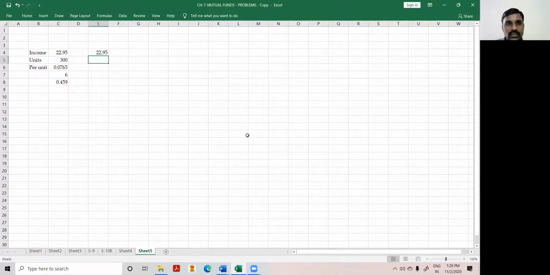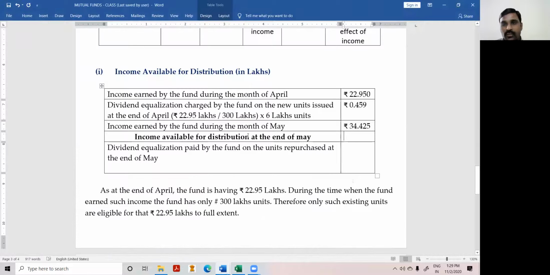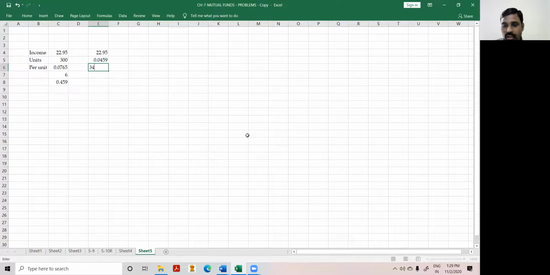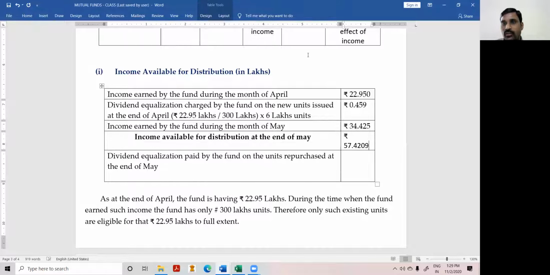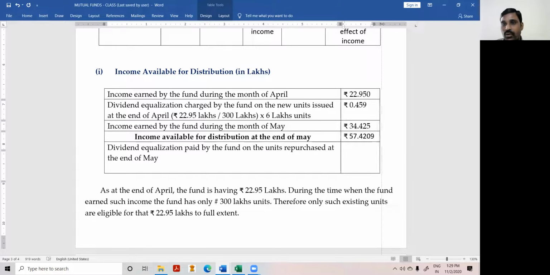22.950. Next, 0.0459. Next, how much is it? 34.425. How much will we get? We will get 57.4209.